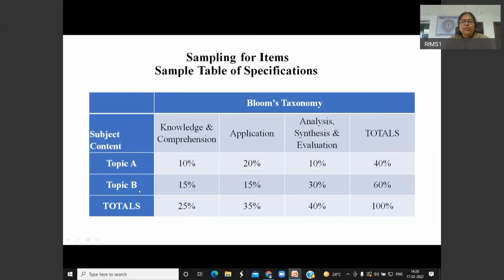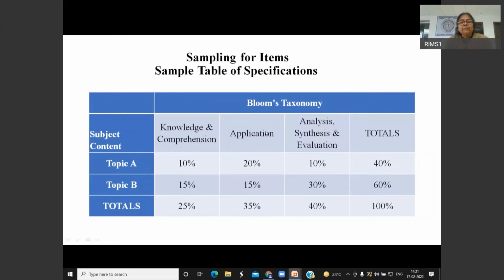Including topic A and topic B, the total will be 100%. So total questions will be 100%. If we divide it in two parts, 40% of questions or marks should belong to topic A and 60% to topic B. Then in both topics, out of this 40%, some questions should belong to the knowledge and comprehension level. That is the lowest domain, and that should include 10%. Always remember that this should be at the minimum. Knowledge or comprehension is the lowest level of learning, so we should include minimum questions from this lowest level. Here we can also see that this 15% is the lowest number.